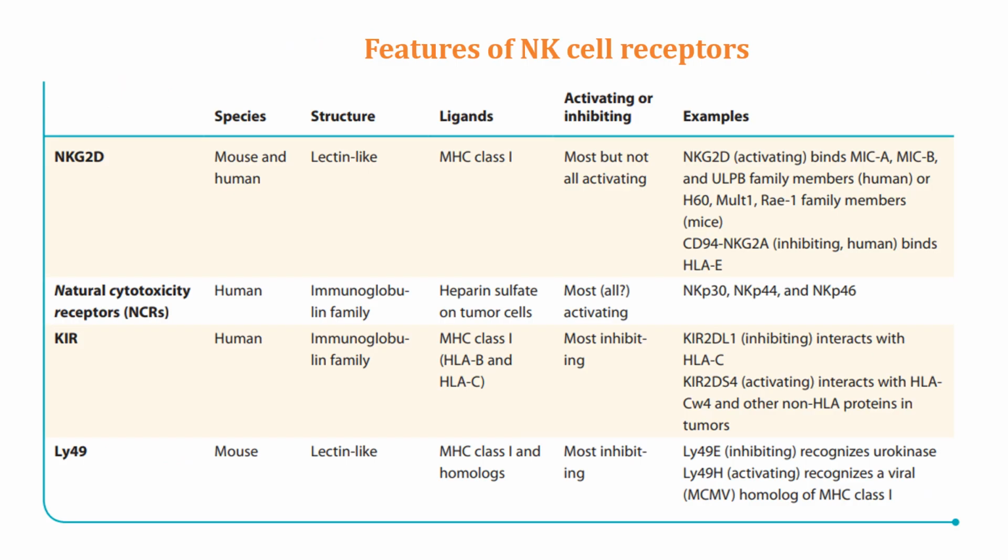Here are the NK cell receptors. Some examples: NKG2D in mouse and human is a lectin-like receptor with MHC class I-like ligands, and it is activating. For example, NKG2D is activated by MIC-A and MIC-B. There is also the natural cytotoxicity receptor family, present in humans, of the immunoglobulin family.